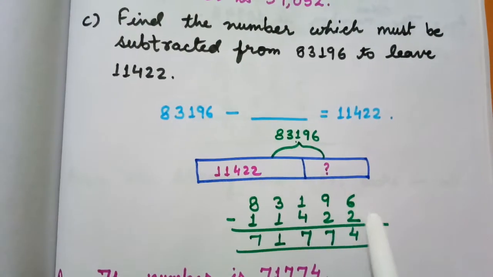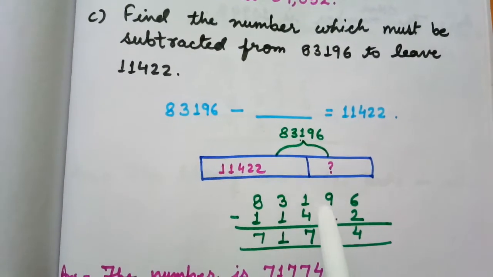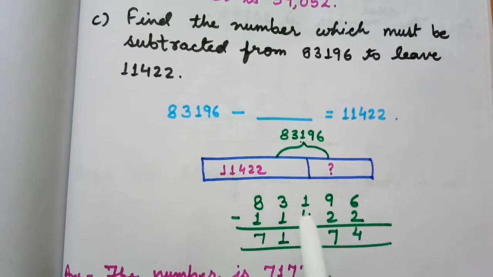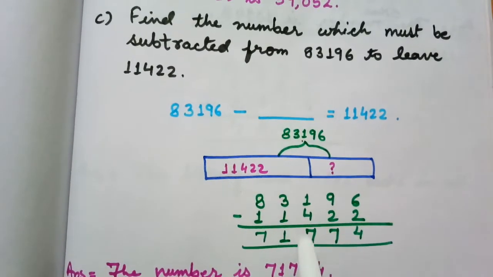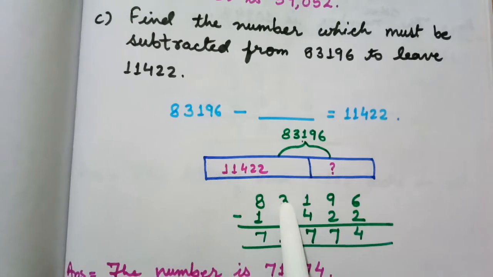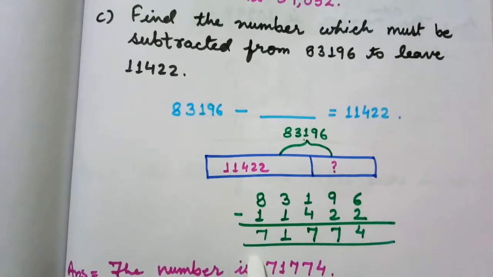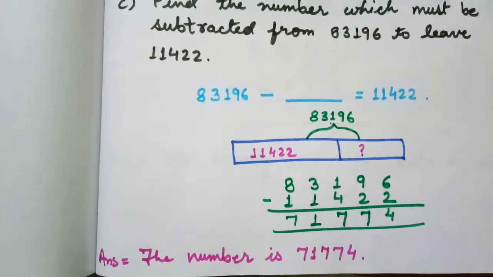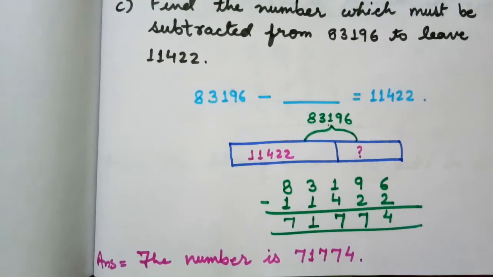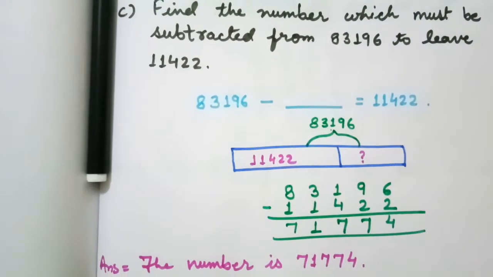So 6 minus 2 is 4, 9 minus 2 is 7, and 1 minus 4 is not possible. That is why 1/10 will be borrowed. Now 11 minus 4 is 7, and here it will be 2. 2 minus 1 is 1, 8 minus 1 is 7. So the number is 71,774. This is the answer for C.